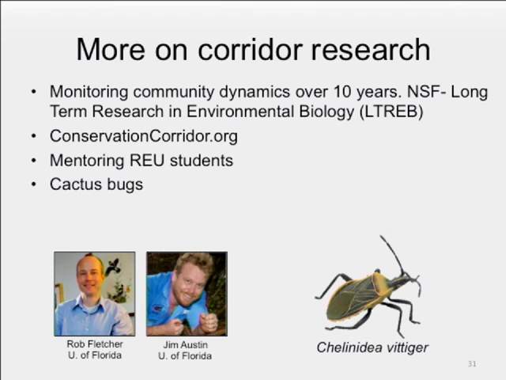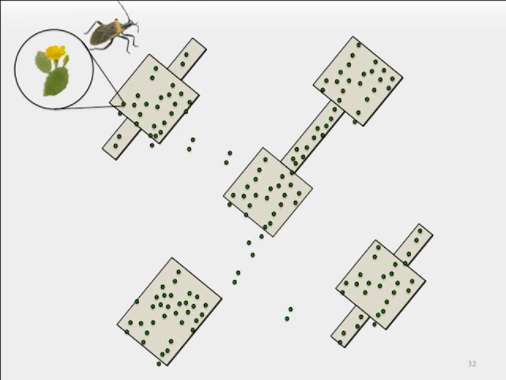I'm excited about these ideas. I think they could influence basic and applied connectivity research. So I'm going to spend a few minutes talking about this system where we're looking at connectivity at different scales and how that can affect genetic structure and recolonization in the system with cactus bugs.